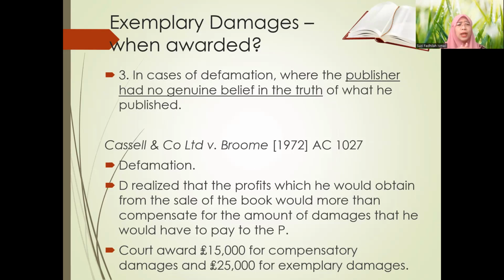In this case, the defendant realized that the profit he would obtain from the sale of the book would be more than enough to compensate for the amount of damages that he had calculated from the very beginning. Damages usually 1 million, but the profit will be 5 million, so no problem with that. Because of that, in this 1972 case, the court awarded 15,000 pounds sterling for compensatory damages, and for exemplary damages, 25,000 pounds sterling alone. So altogether total 40,000. This is something serious.